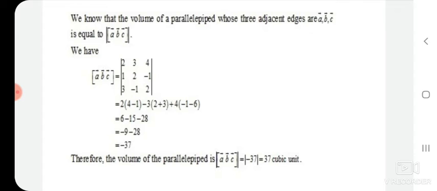The scalar triple product of three vectors gives the volume of a parallelepiped. Therefore, the volume of the parallelepiped is 37 cubic units. In this way, we can also find the volume of a parallelepiped.